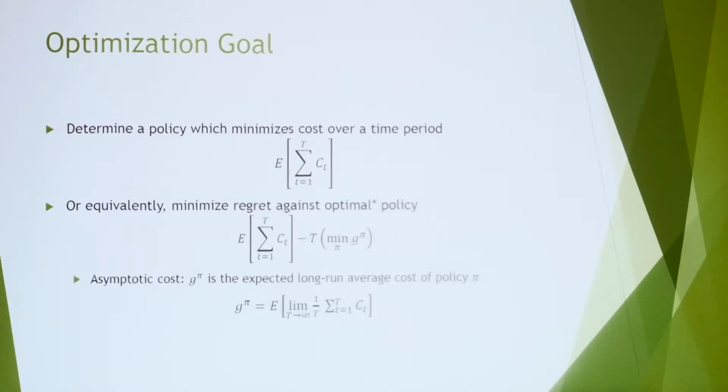G pi is the expected long-run average cost of policy pi. I'll refer to this as the asymptotic cost, the long-run cost, or expected long-run cost. So the optimal policy would just be, over all possible pi, the minimum G pi. And here's just the expression for G pi. It's the limit, as t goes to infinity, of the average expected cost. Okay, any questions so far?